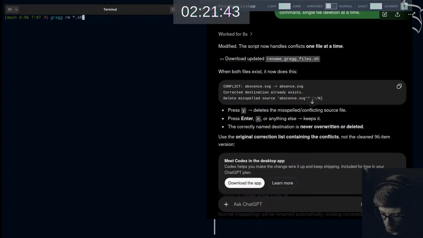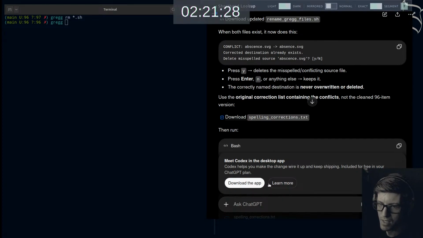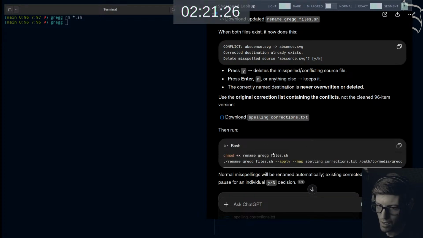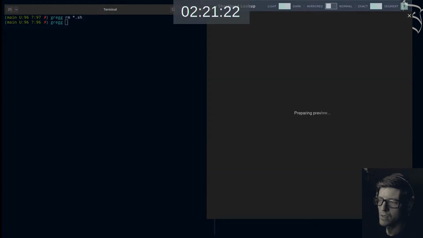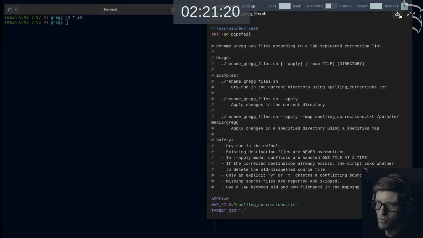So star.sh is going to remove anything that is an sh file, pretty easy, so rm. All right, the sh file is gone, which means I can go back over to the directory and simply click and drag once I download the sh file. There we go. So I've got my sh file, and it's a simple matter to click and drag it over to your Gregg file.